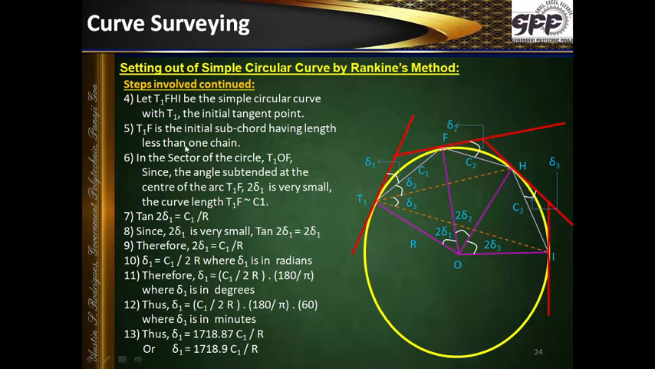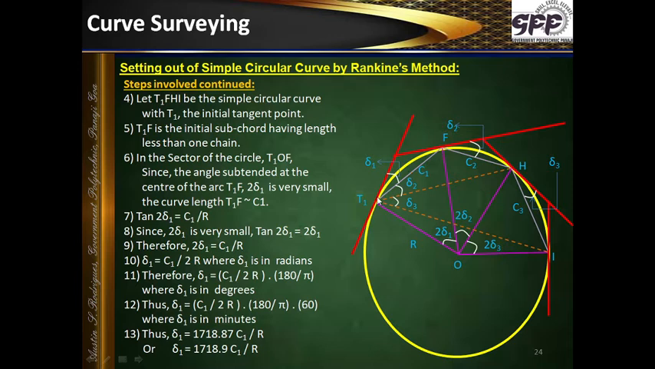Now look at the sector. In the sector of the circle T1OF, I'm looking at only this sector over here. Since the angle subtended at the center by the arc T1F is 2 delta 1, which is very small, obviously the curve length T1F can be said to be equal to C1.